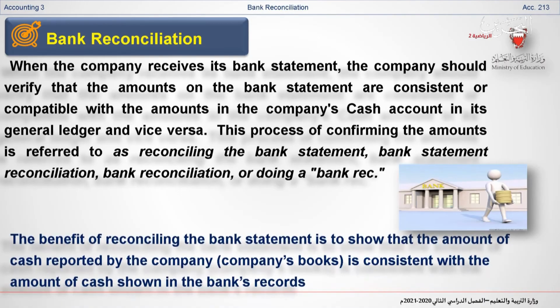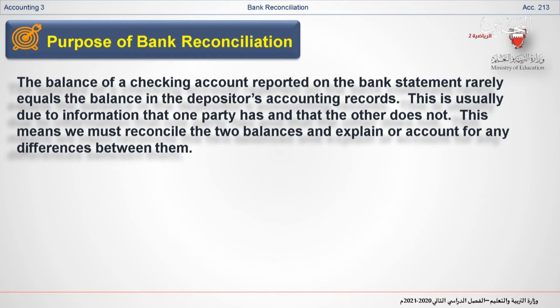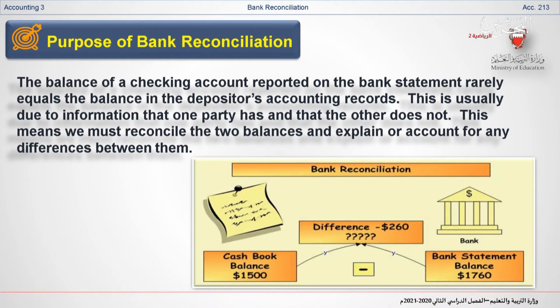The benefit of reconciling the bank statement is to show that the amount of cash reported by the company is consistent with the amount of cash shown in the bank's records. The ending balance of cash in the monthly statement prepared by the bank does not often agree with the ending balance of the cash account that appears in the company's records. When this happens, the company must determine the reasons for the difference between the two ending balances. To make the concept more clear for you, let us discover the process of bank reconciliation in more detail.